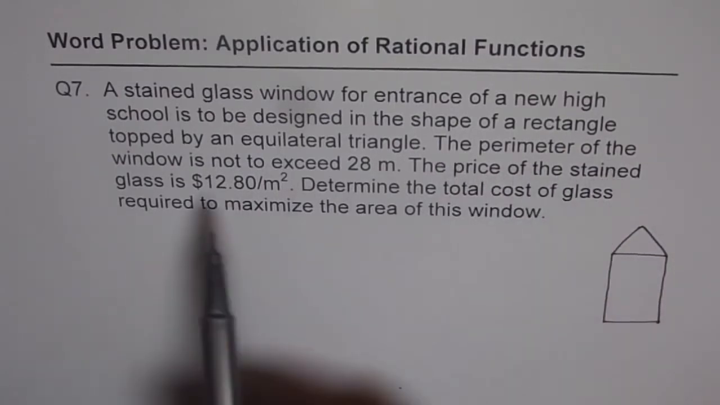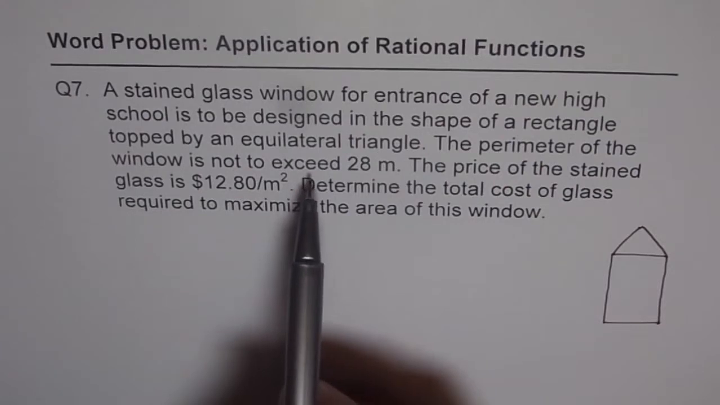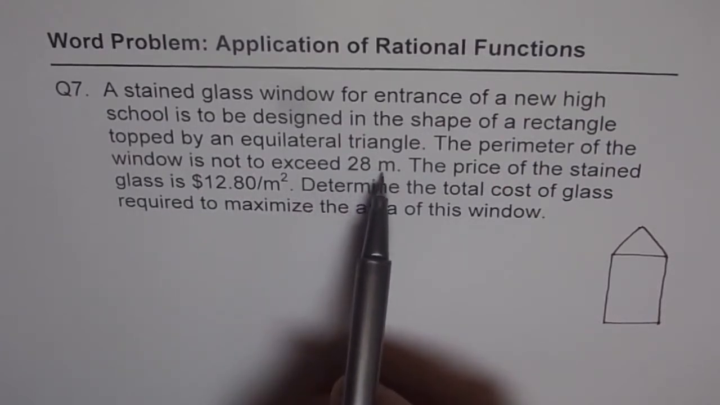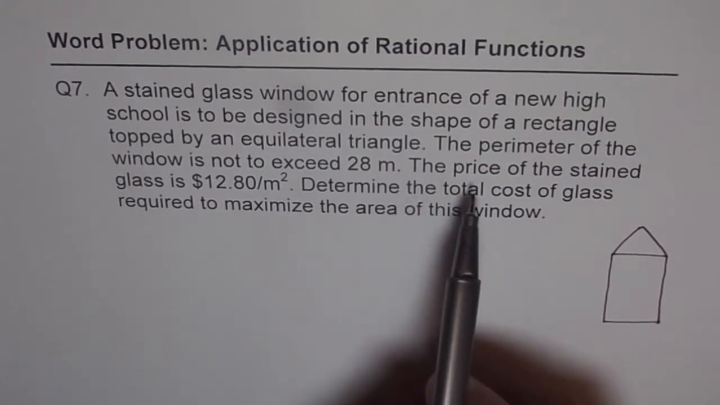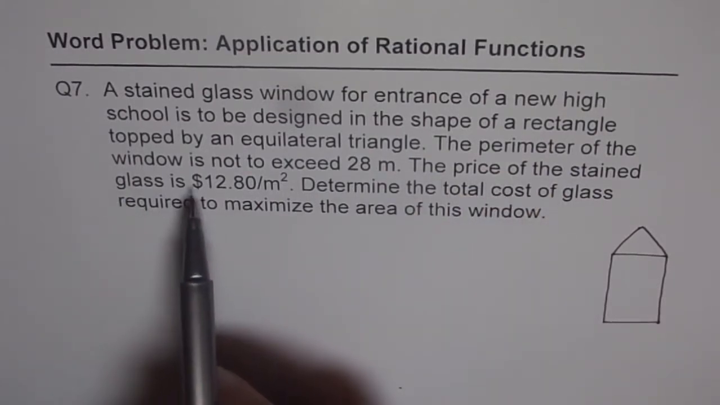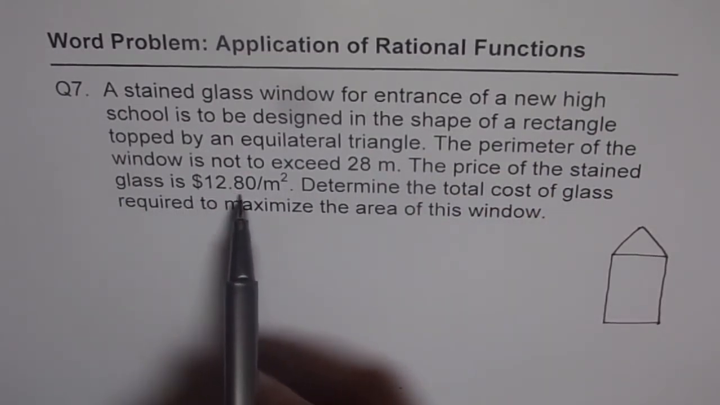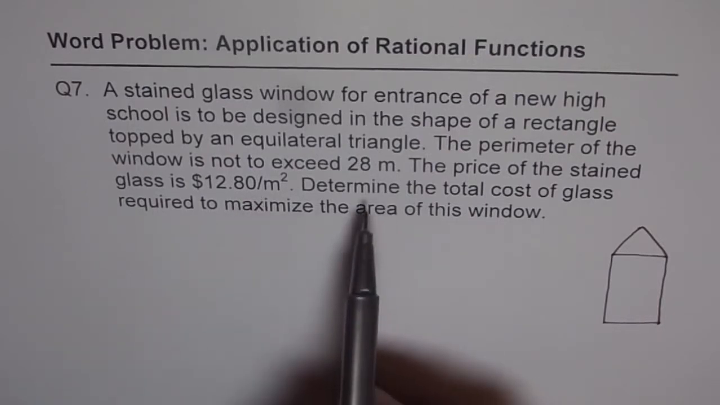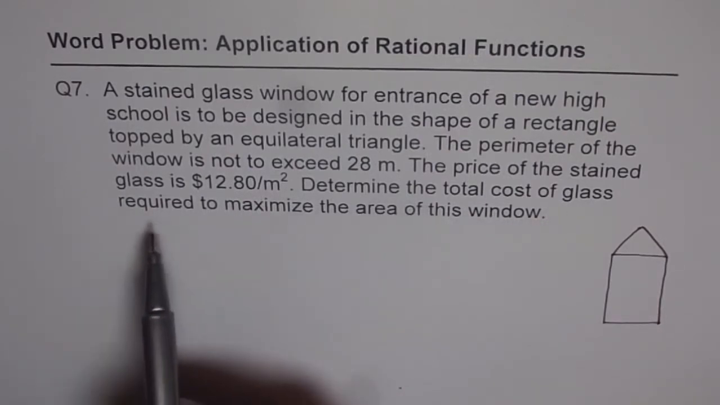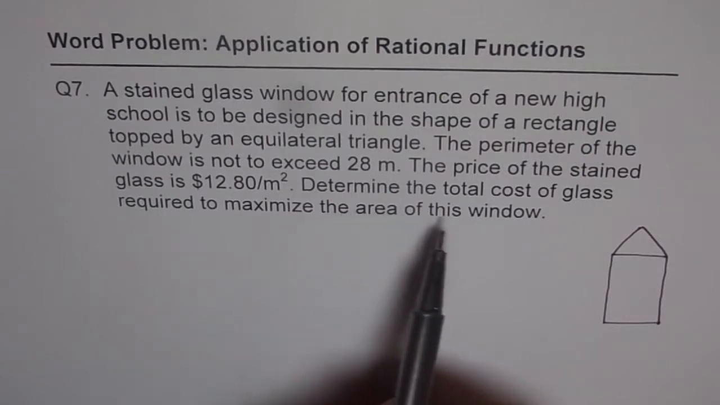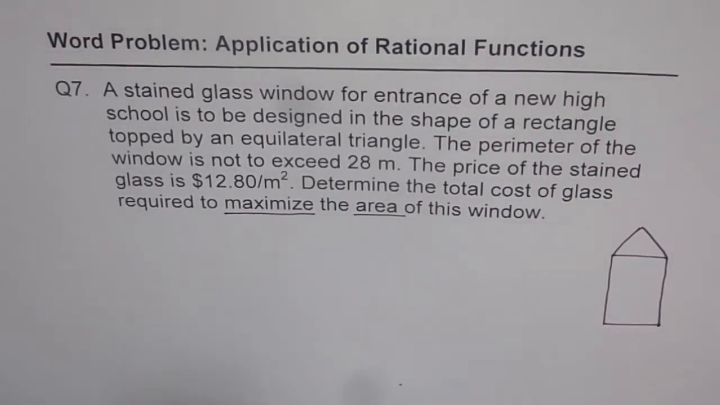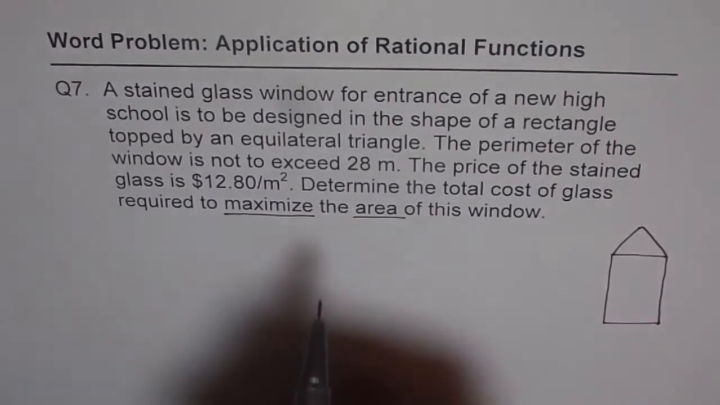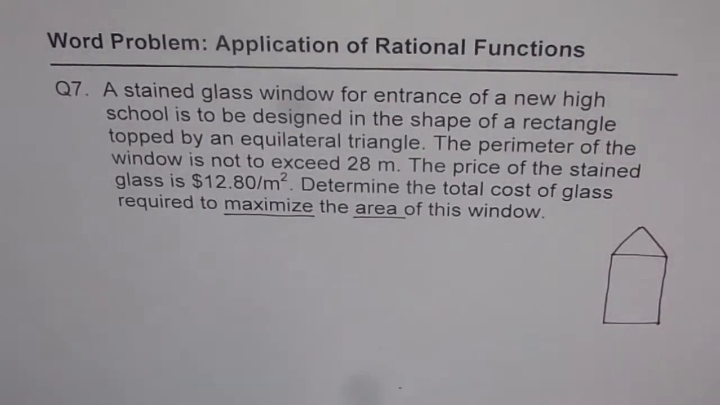The perimeter of the window is not to exceed 28 meters. That means the sum of all these outer sides. The price for the stained glass is $12.80 per meter square. Determine the total cost of glass required to maximize the area of the window. So we need to maximize the area, and find the cost where the rate is given to us. Now how should you solve this question?